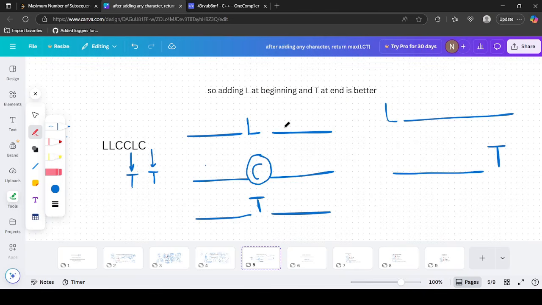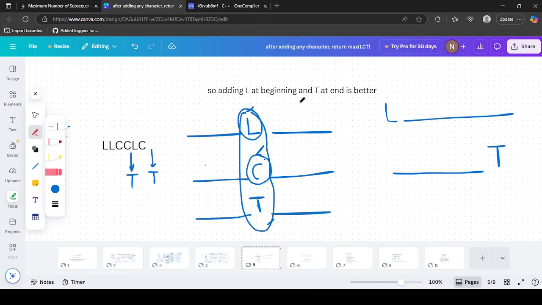So let's say this is the character that we are adding at this index. It can be L, or it can be C, or it can be T. Now let's think: is there any elimination possible here, like in the previous cases, or no? Let's start from L. So we are adding L in the middle.